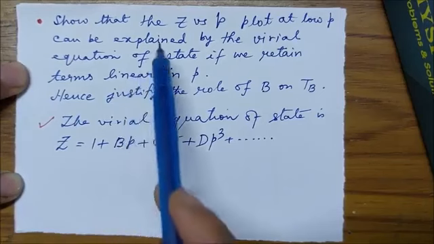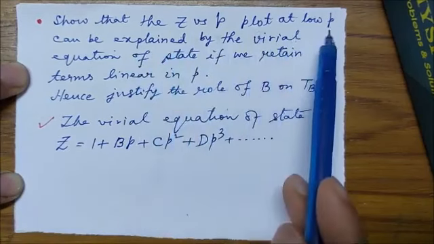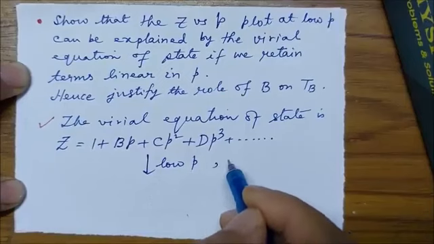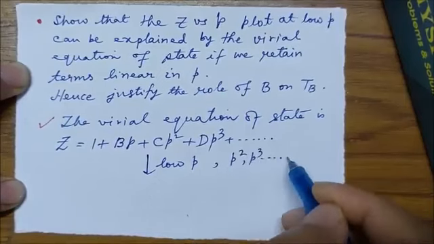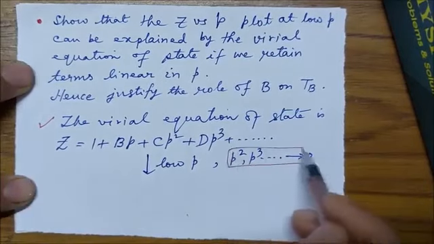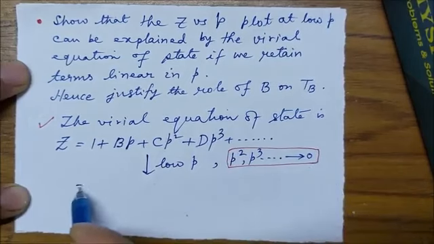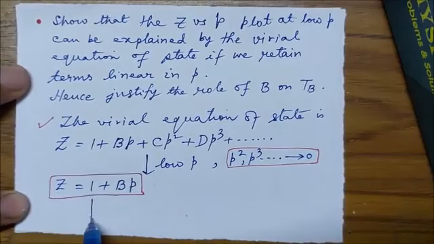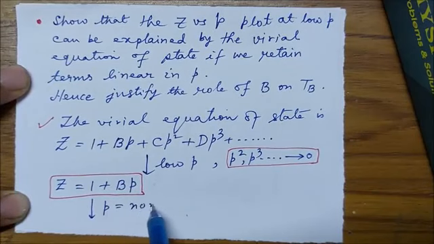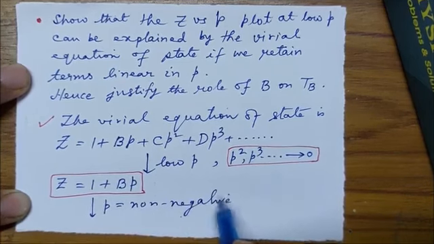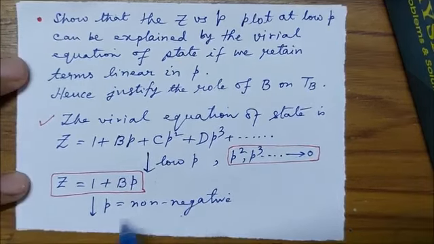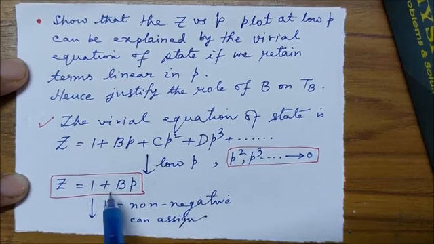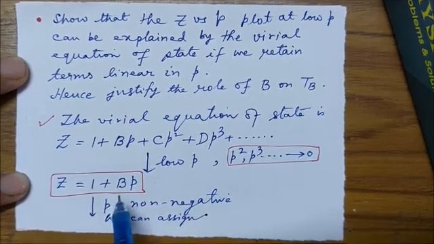But in the question, it is given that we have to consider the plot at low P. So let us consider the low P situation, and P being low, P square, P cubed, etc. terms can be set to 0. And with this approximation, we have Z is equal to 1 plus BP. And we note that pressure P cannot be negative. So it is non-negative, and we can assign values of B which are 0, positive or negative.